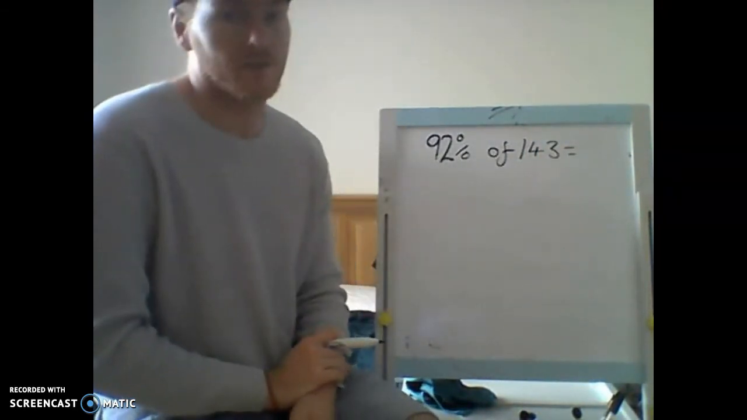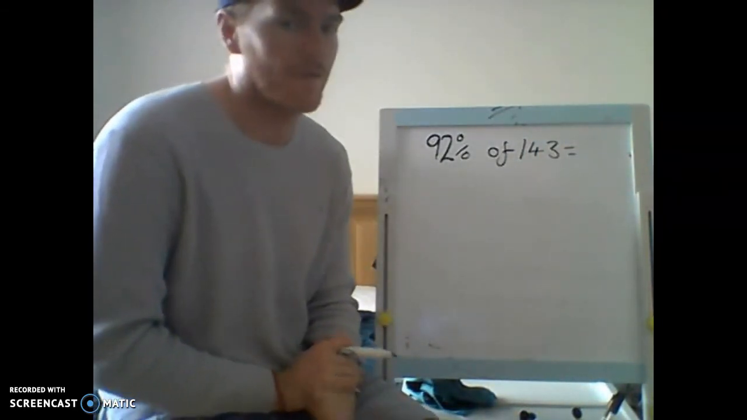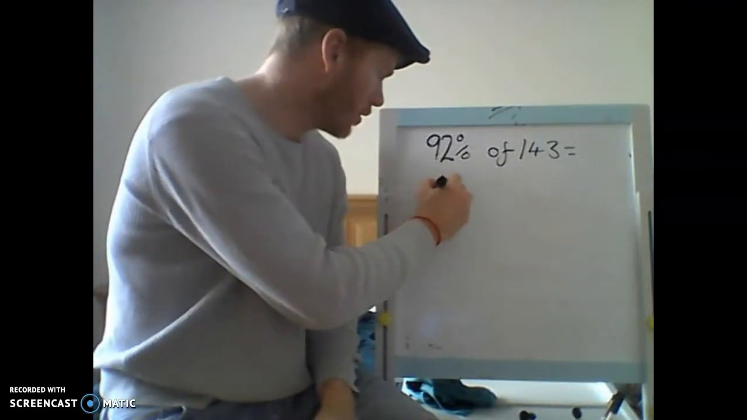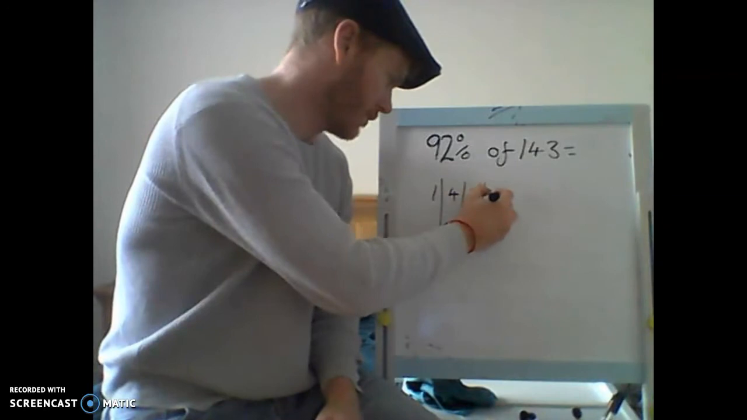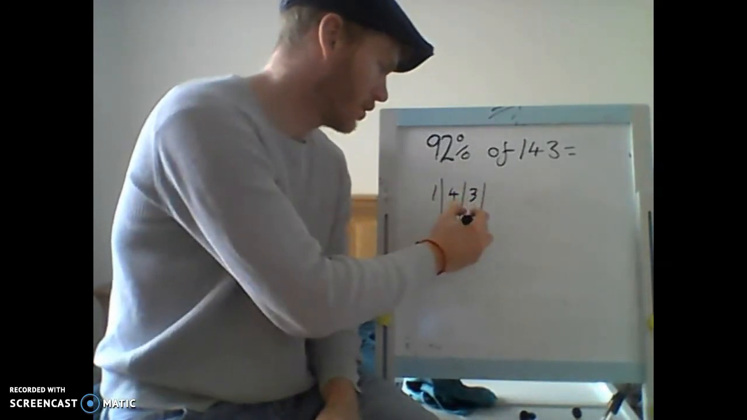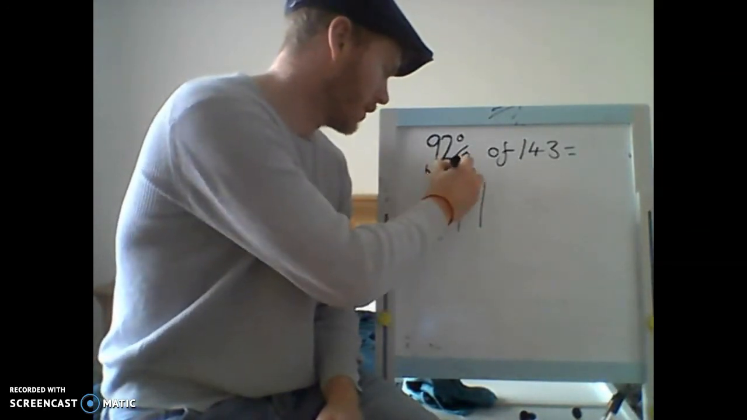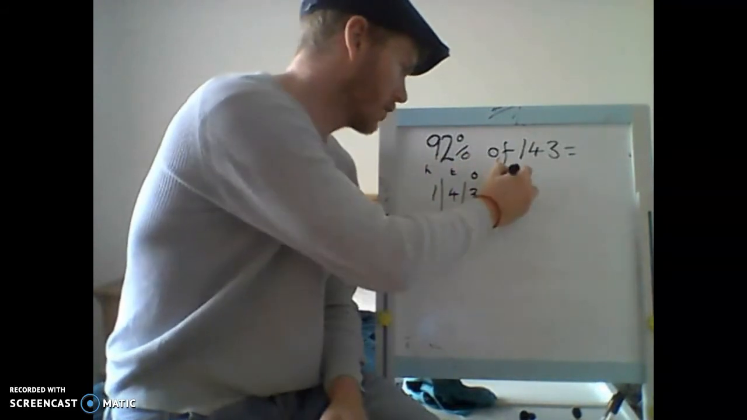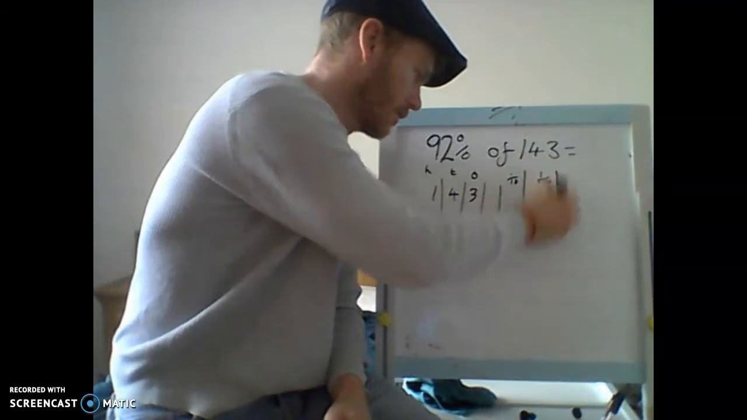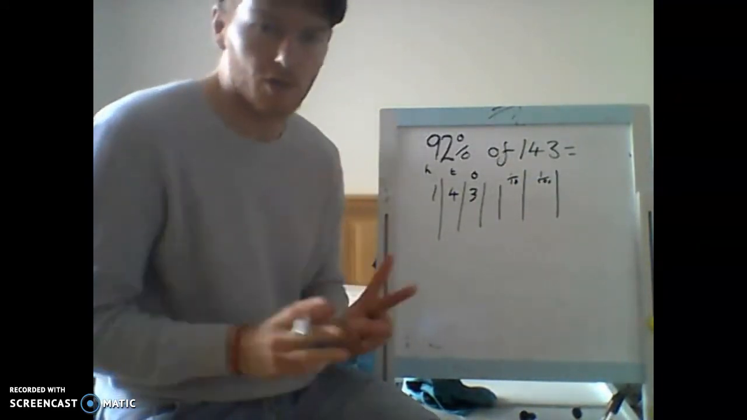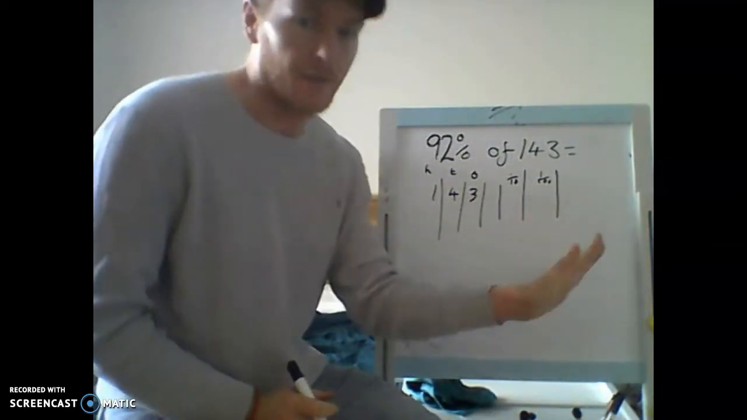Now, the process doesn't change, does it? I've got to divide the first part by 100. So 1, 4, 3. Decimal. Hundreds, tens, ones, line, tenths, line, hundredths, line. Divided by 100, take it 2 downwards.